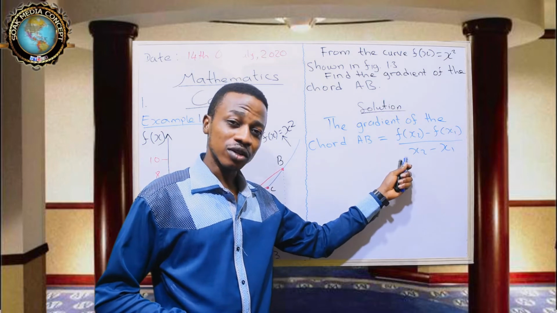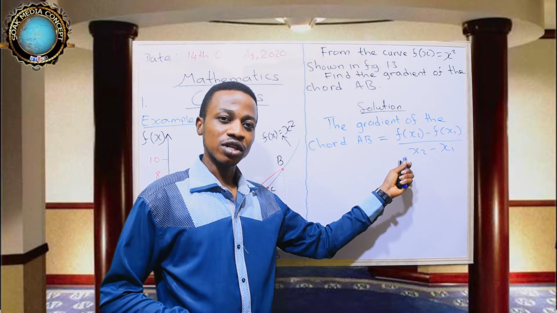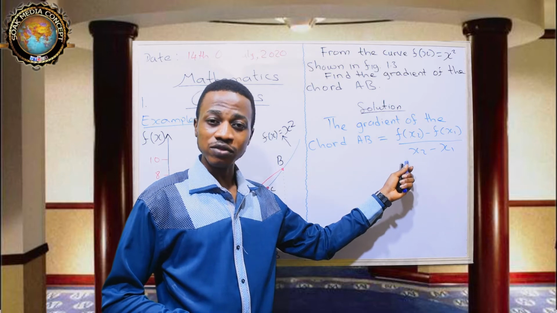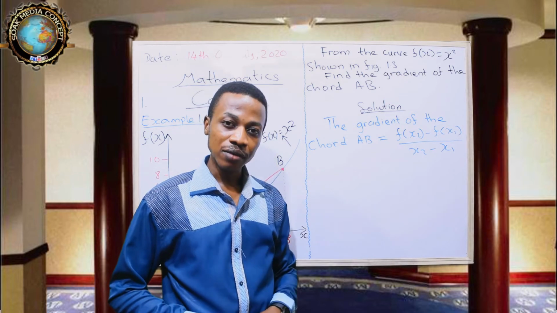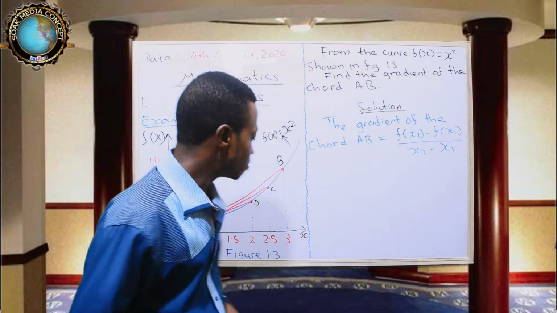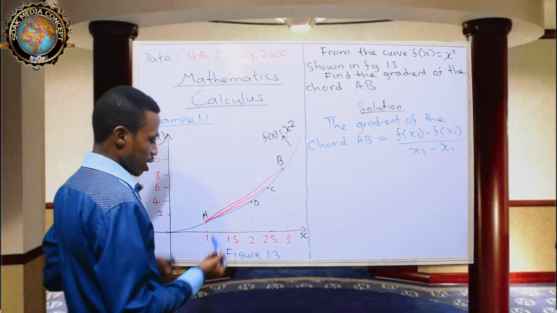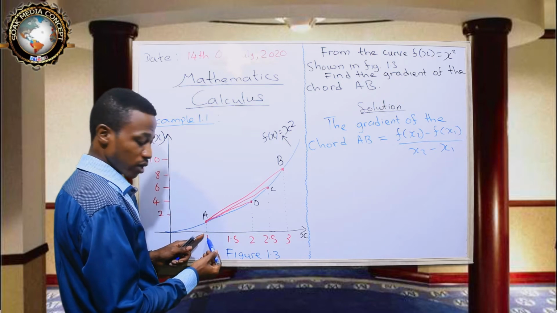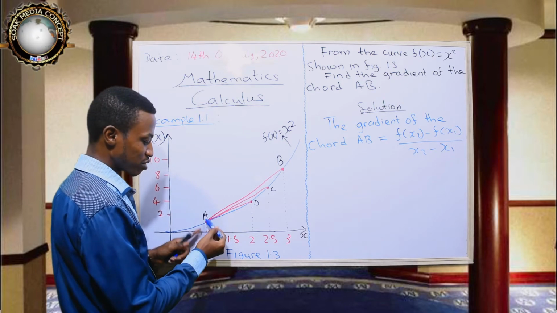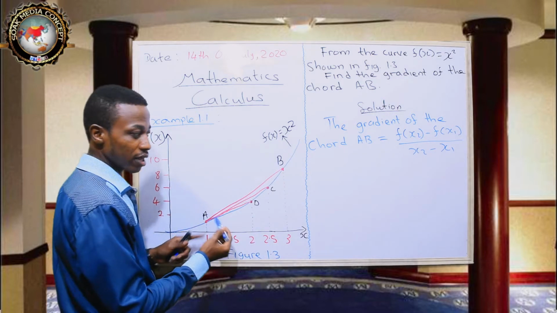Now let's find values for these functional notations to find the gradient of the chord AB. Starting with x1. x1 is going to be 1 because we are finding the gradient of the chord AB.